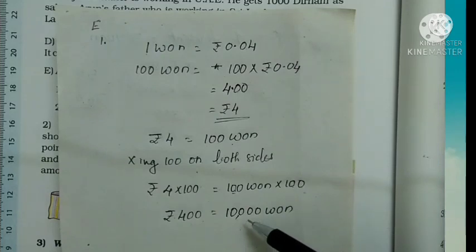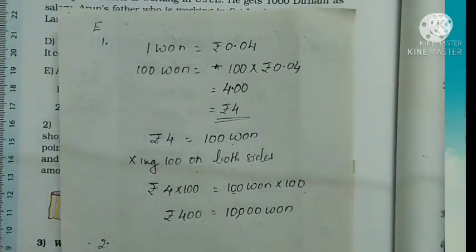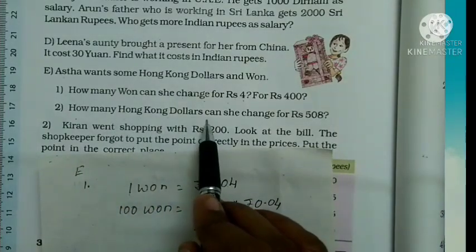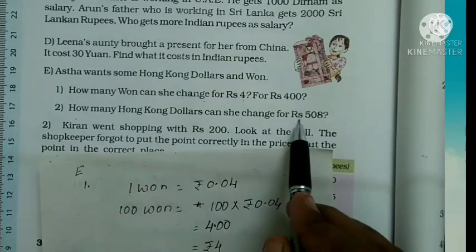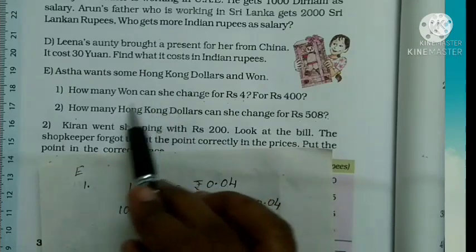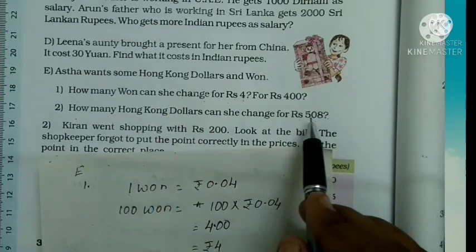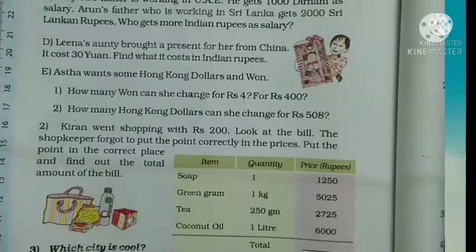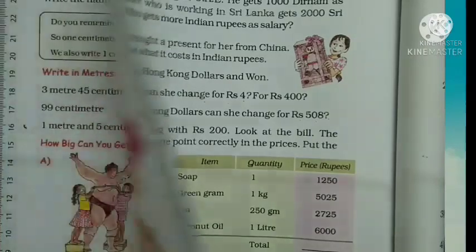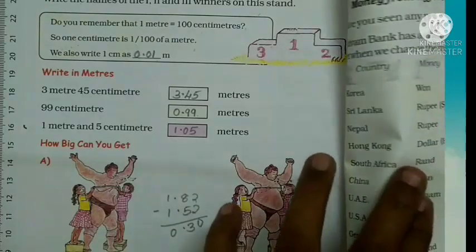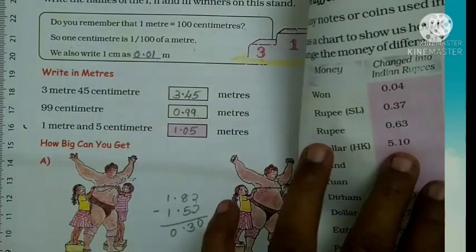After that you can write the second sub question. So what is the second sub question? Yes, listen. How many Hong Kong dollars can she change for rupees 508? So we have to find out how many Hong Kong dollars in Indian money, how much amount is 508. So what is the first procedure? Yes, we have to find out 1 Hong Kong dollar is equal to how much amount?